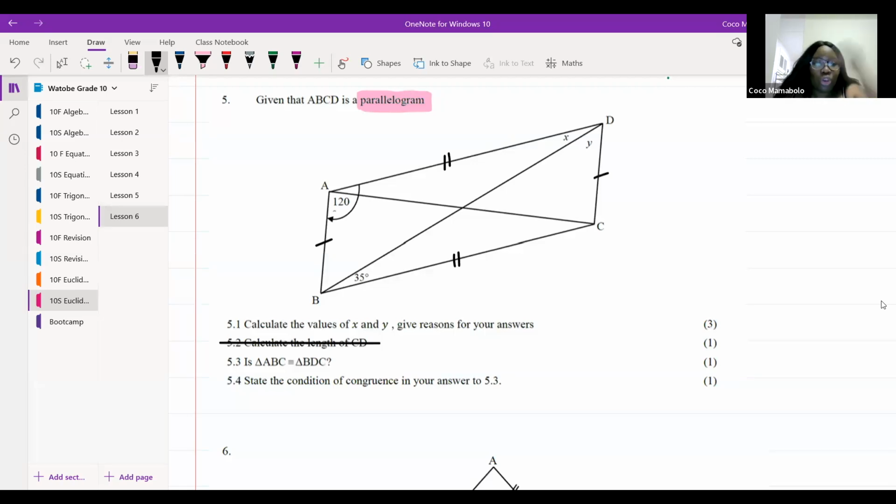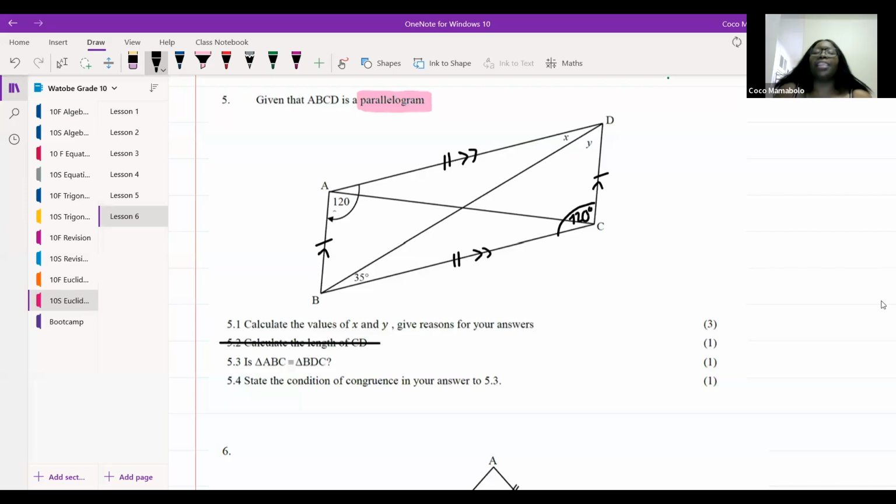And then Nothando, you are on point. AD is parallel to BC, right? Yes, David, opposite sides are parallel. And I can say AB is parallel to DC. What else do we know? Opposite angles are also equal. So if A is 120, that means angle C is also 120 degrees. All right, so we've got all of those kinds of things at play.